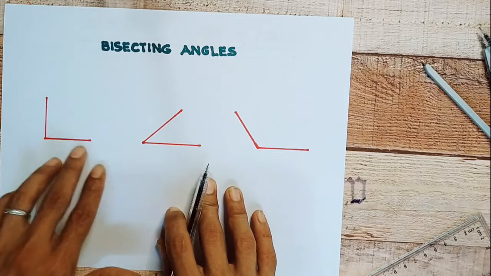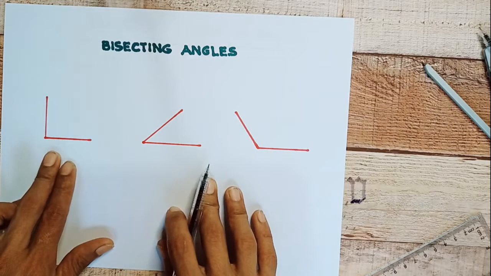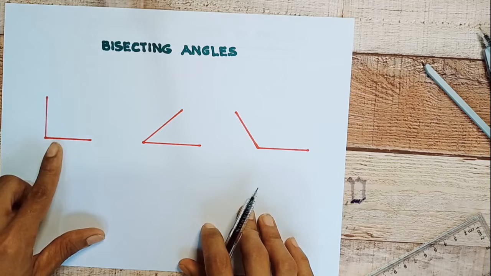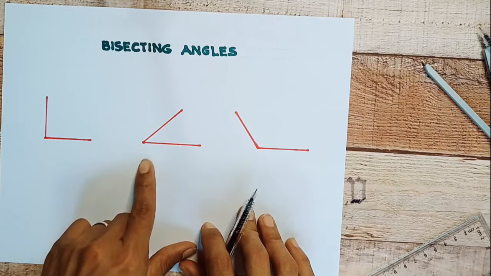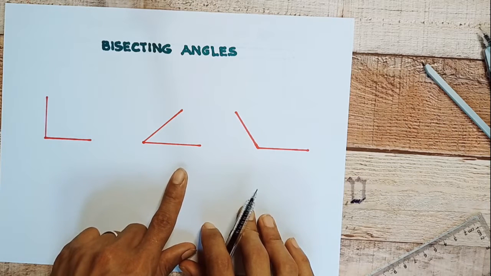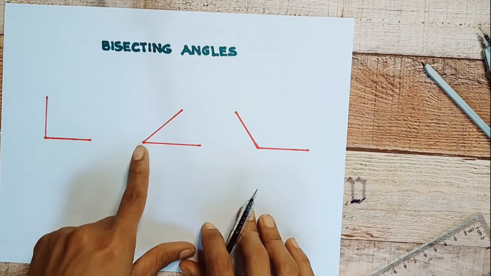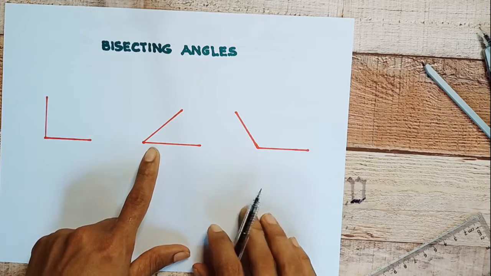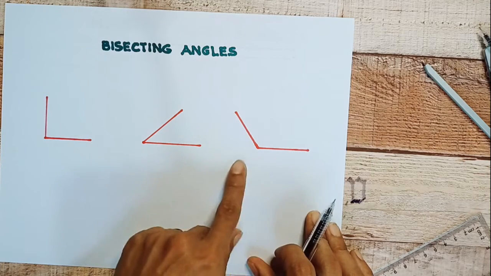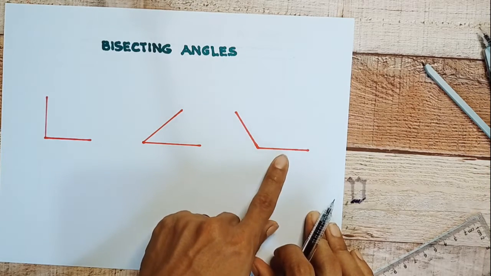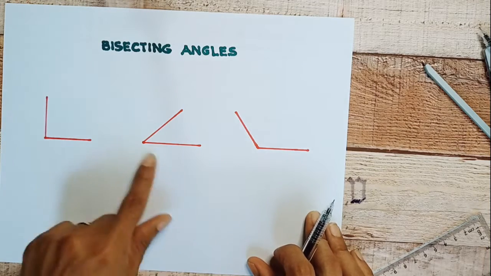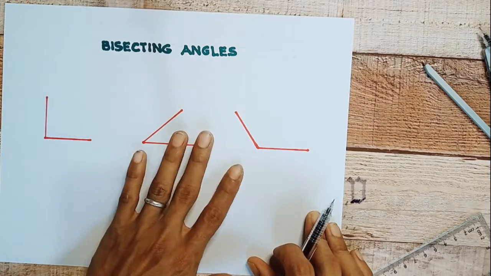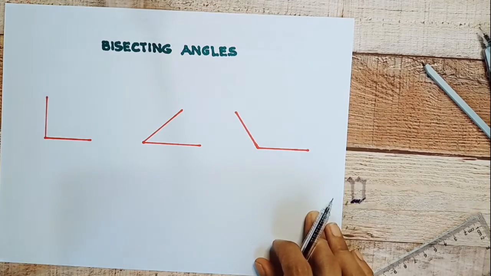First, we do have here our right angle, which measures about 90 degrees. We have an acute angle, which measures less than 90 degrees. And we have an obtuse angle, which measures more than 90 degrees. So with the angles, we're going to bisect these angles or divide them into two equal parts.